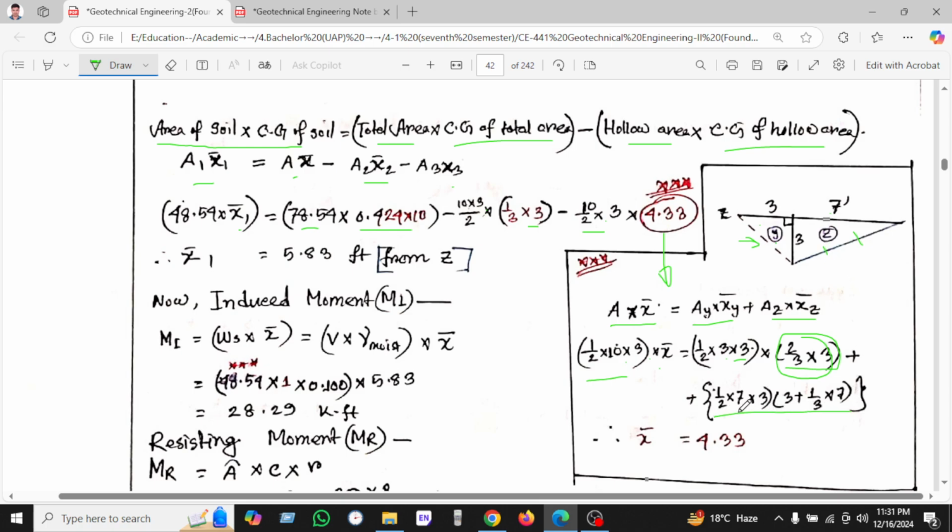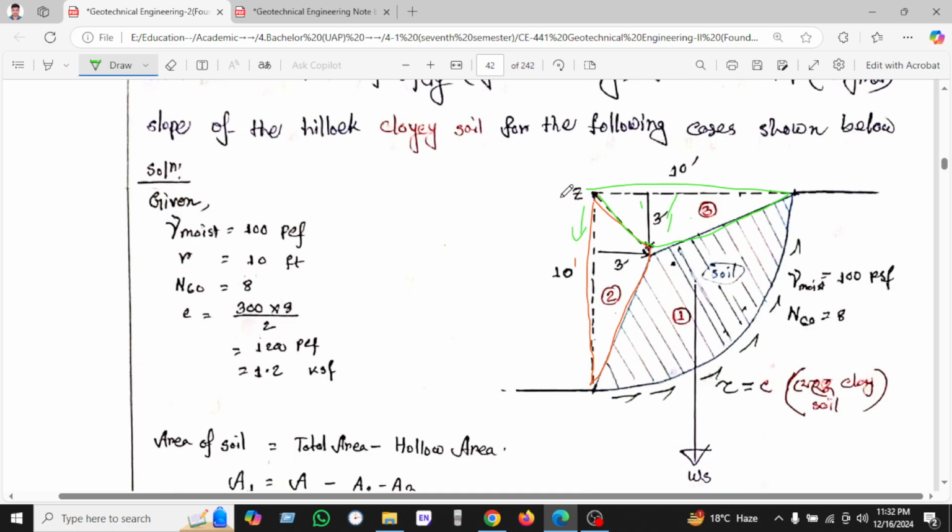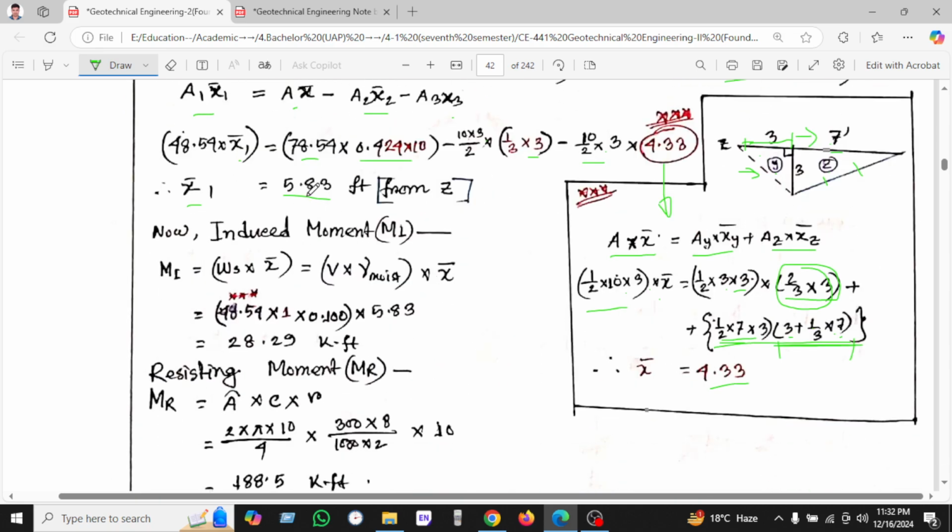This is the jet portion, and the area of the jet portion is half into length into height. Length is 7 and height is 3. This is the CG of the jet portion. We are adding 3, and 1/3 into length, and found 4.33. This is the 4.33, and the x bar we have found 4.8 from jet. So this is the x bar from jet. We have found 5.83.